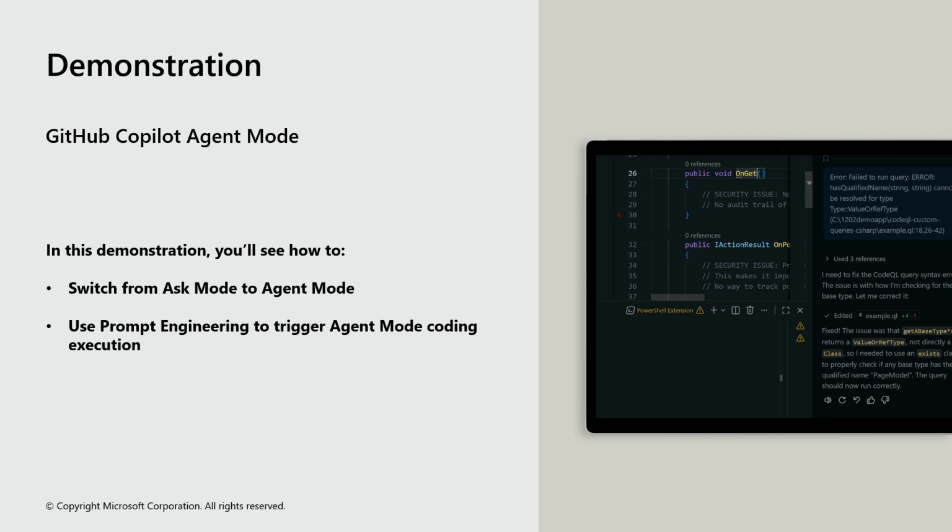With that, let's again shift the focus from theory to practice. In my next demo here, I'll show you how to switch from ask mode into agent mode and trigger more autonomous behavior. Now what's important about this demo is not just the mechanics, but the mindset shift. You'll see how prompting changes from asking questions into now assigning goals, and how Copilot takes ownership of the actual execution.